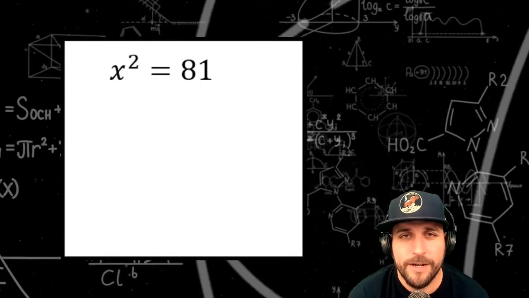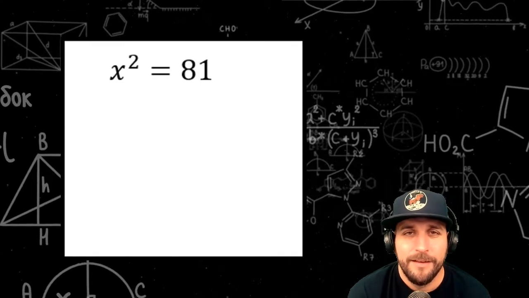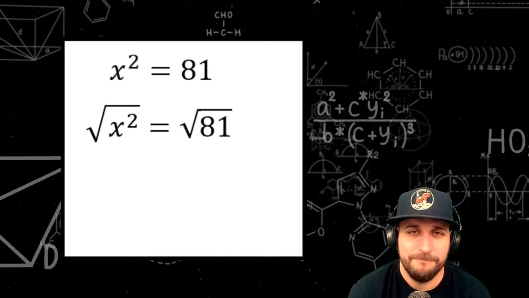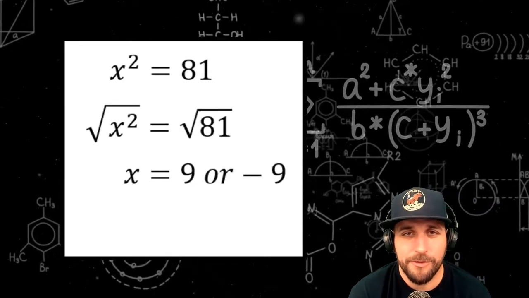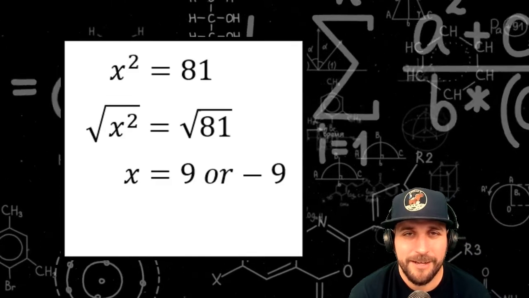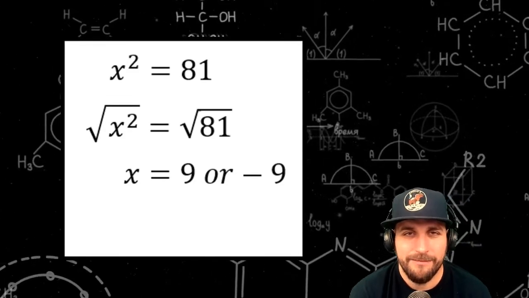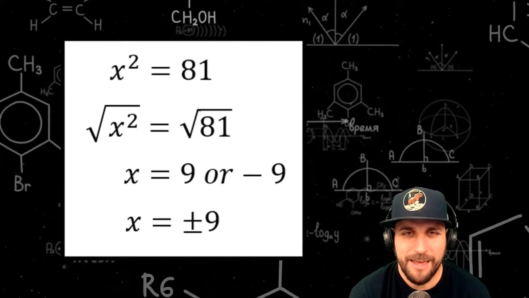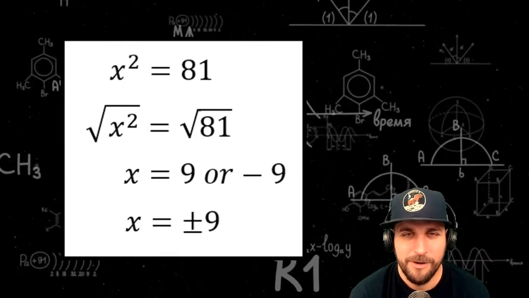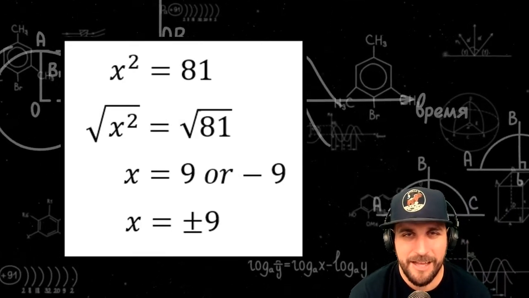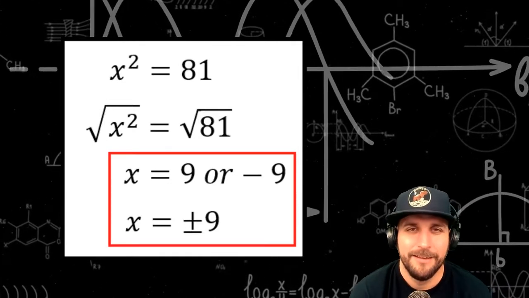B, x squared equals 81. We take the square root of both sides. So x equals 9 or negative 9. We can write it x equals plus or minus 9. That means positive 9 or negative 9. Or if you want to write it out, x equals 9 or negative 9. Either way is fine.